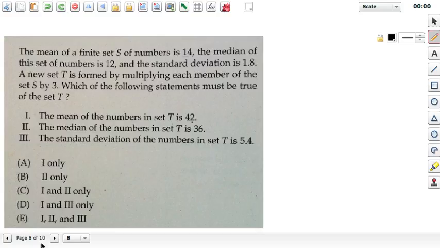Again, pause your video and try this problem. The mean of a finite set S of numbers is 14. So your mean is 14. And the median is 12. So the middle number, the median, is 12. And the standard deviation is 1.8.